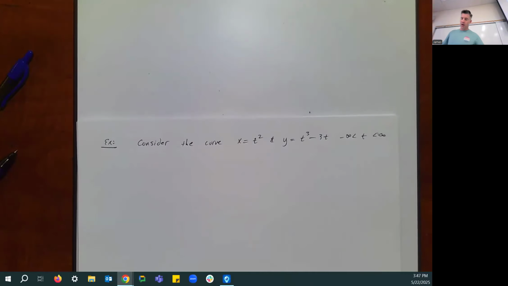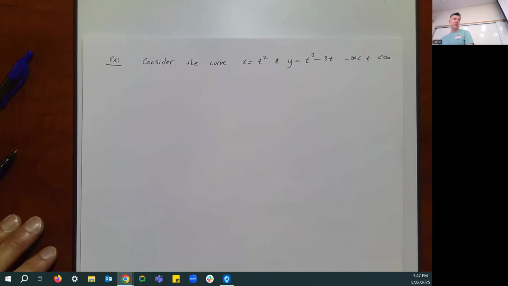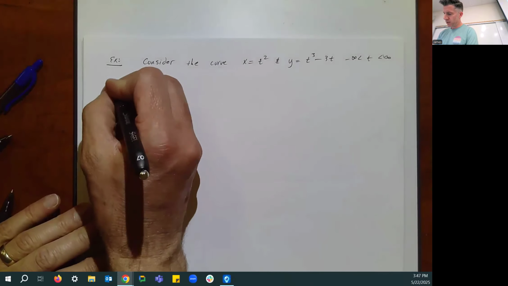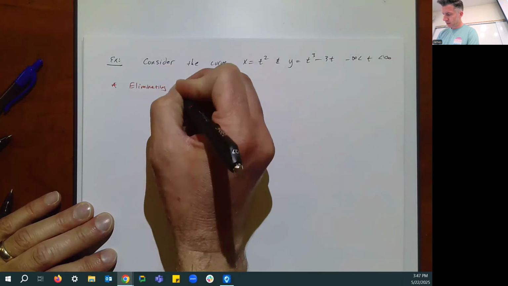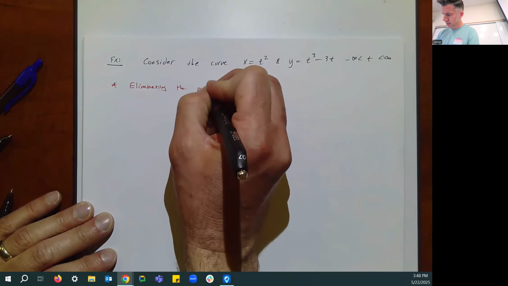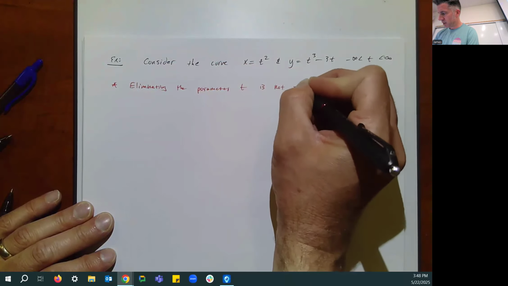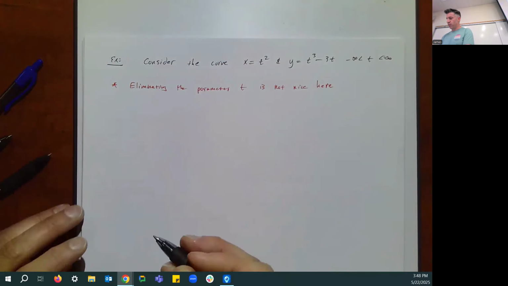Unlike our previous examples, it is not particularly nice to eliminate the variable t here. We could, but there's a whole plus or minus thing, and it's actually not a function. So let's just not for now. We might later just to see what's happening, but eliminating the parameter t leads to some sticky situations. So let's just plot some points.